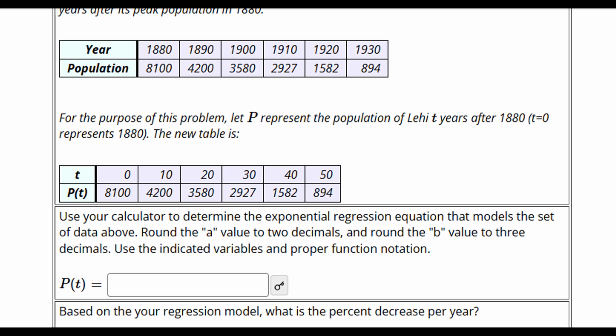So use your calculator to determine, we'll use Desmos, determine an exponential regression equation that models the set of data. Round the A value to 2 decimal places and round the B value to 3 decimal places. Use the indicated variables and the proper function notation.